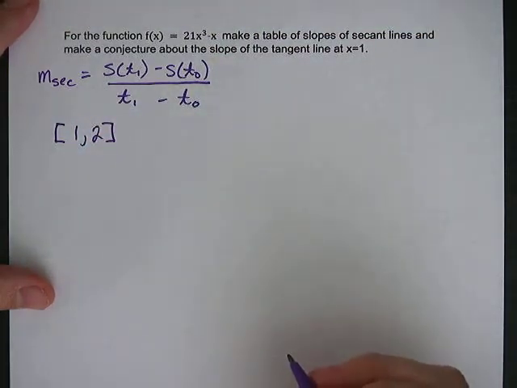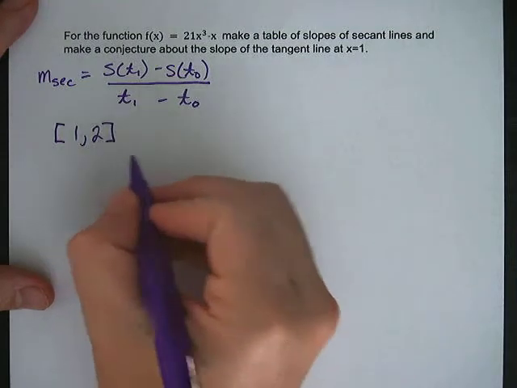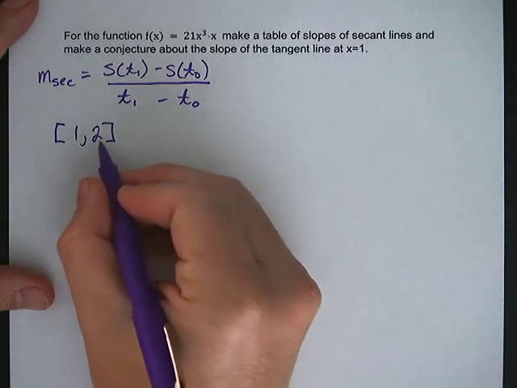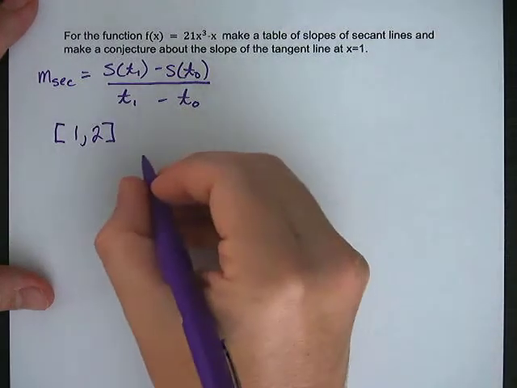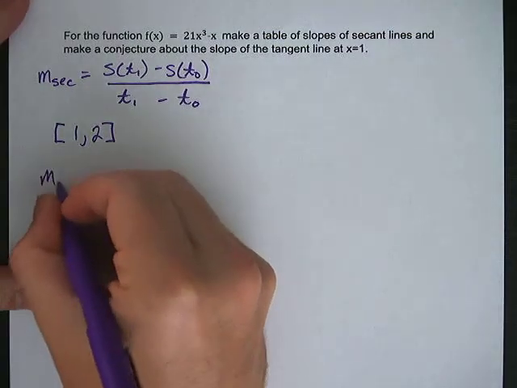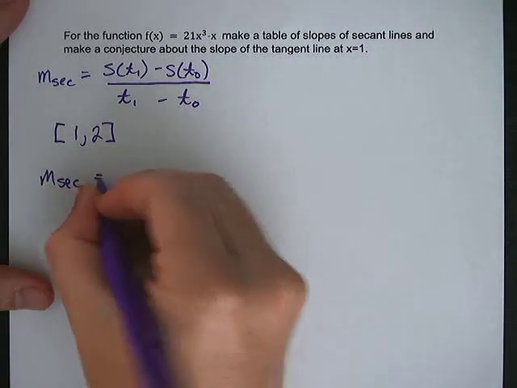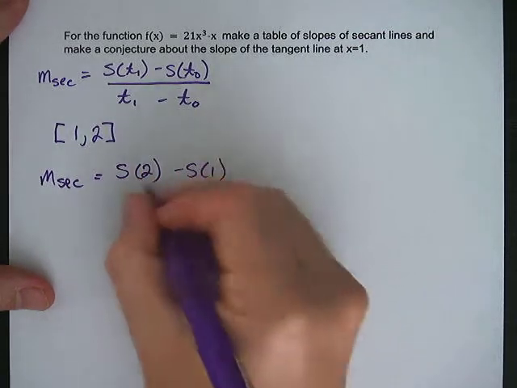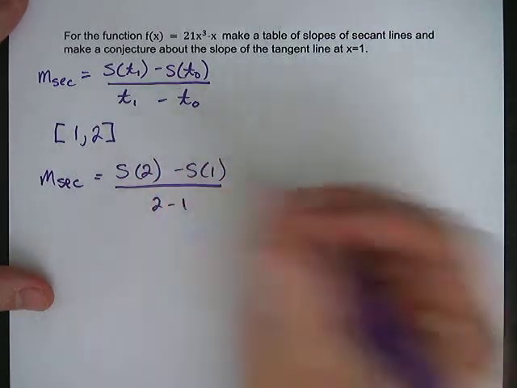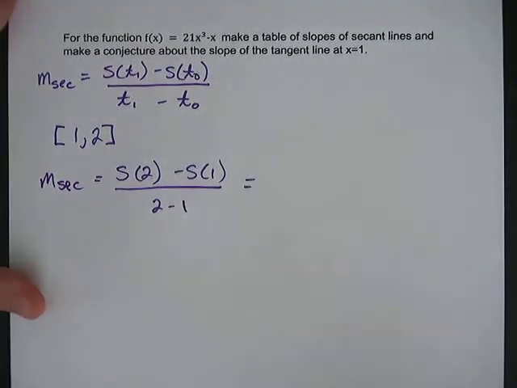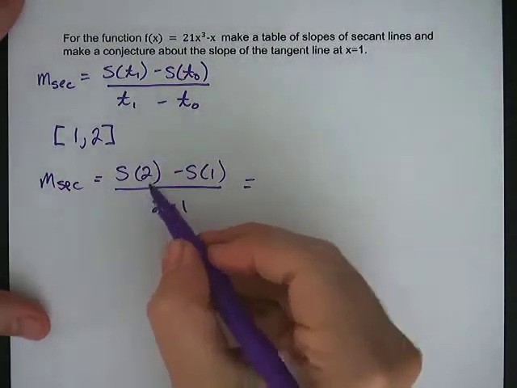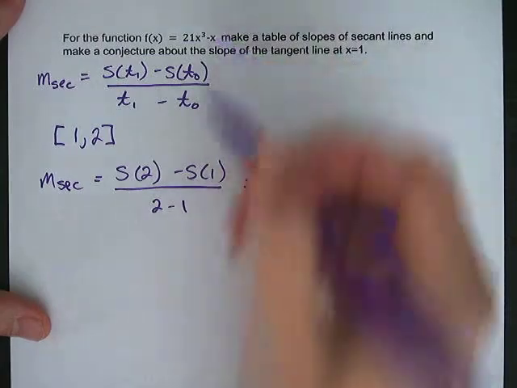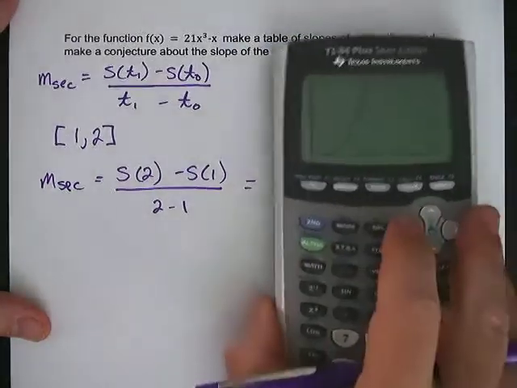Okay, so we're starting by finding the slope between these 2 points. So our first one will be s of 2 minus s of 1 over 2 minus 1, which is of course 1. Now we can use our calculator to help this out. It's not too hard to just plug in a 2 into this function and plug in a 1 here to get these values, but we can use the calculator.